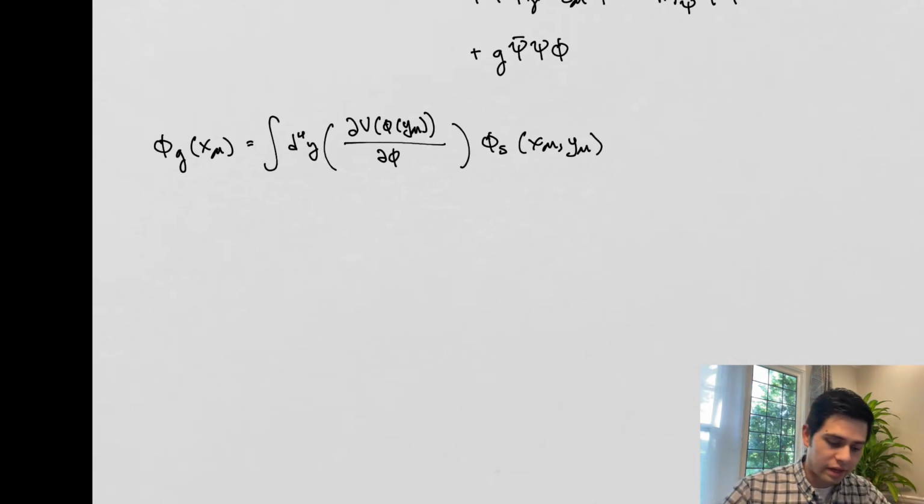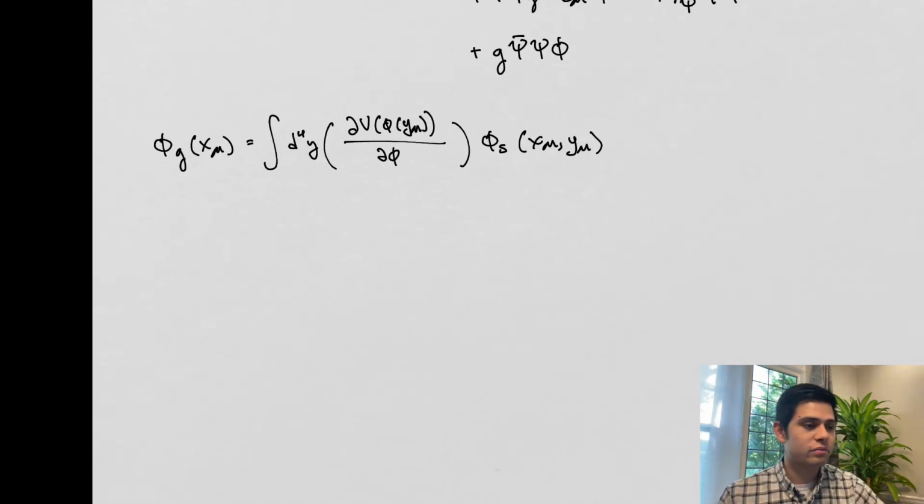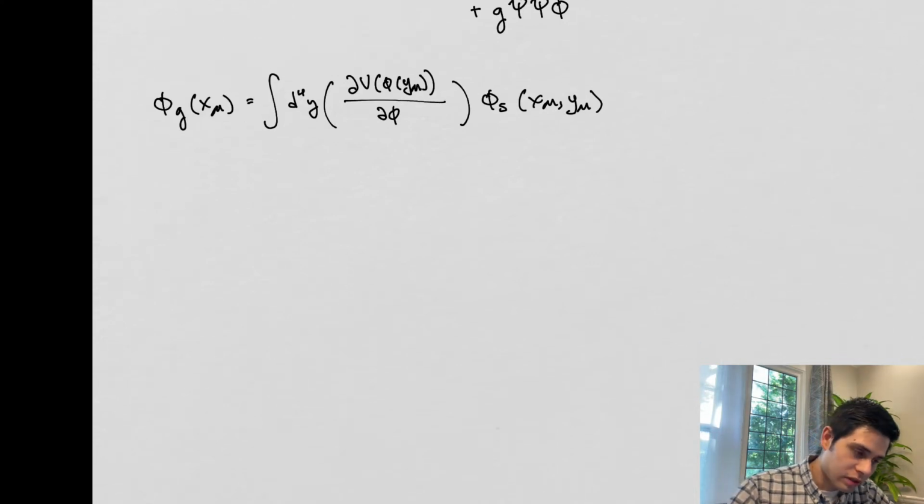And this is what we had last time for our self-interactions. We're going to have something similar for our spinor field. So let's take a look at what the potential looks like for a spinor field. If we remember, our spinor Lagrangian, or our Dirac Lagrangian, looked like this.